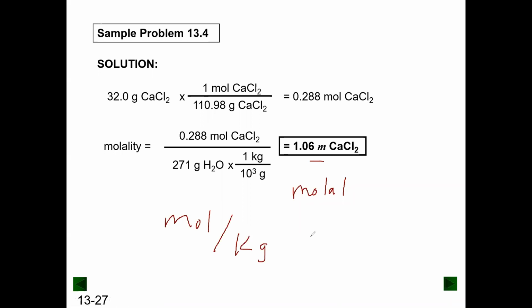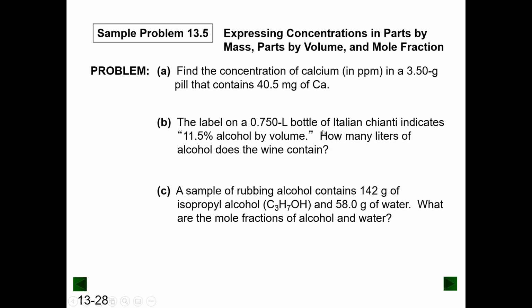Any questions on this one? Okay. So we're going to do a few more calculations. I have 3 of these here. I want you to try each one on your own. The first one is ppm, which is parts per million. So you're going to take whatever you get as your answer times 10 to the 6. It is okay to write moles over kilograms.